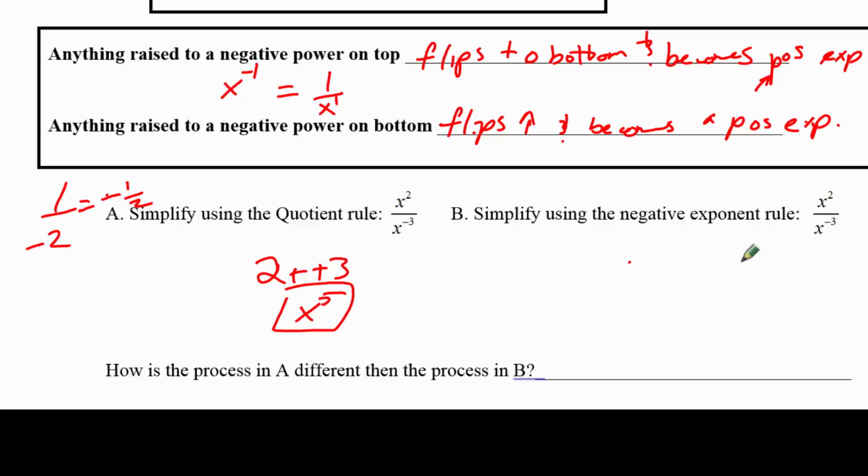Now we're going to simplify the same thing using the negative exponent rule. That means anything that's got a negative exponent, we're going to flip. So this becomes x squared times x to the positive 3, now over 1, which ends up being x to the 5th. Very few people are going to get addition wrong, but they might get minusing a negative wrong. So how is the process in A different from the process in B? They're not different, really. They're more different mindsets. If you're looking for an answer to put on this, you can say no difference. But A uses subtraction, whereas B ends up using addition. So that might be the helpful part for you.